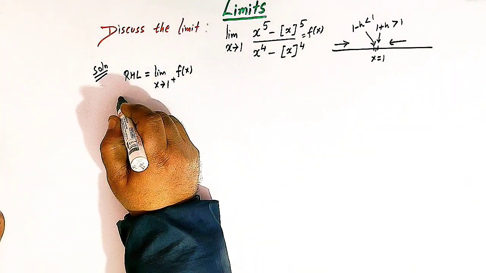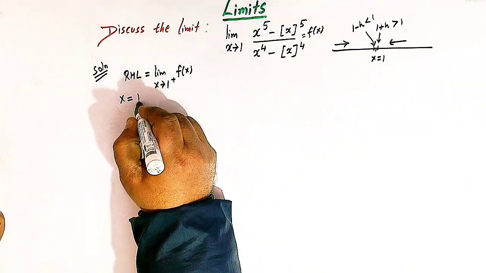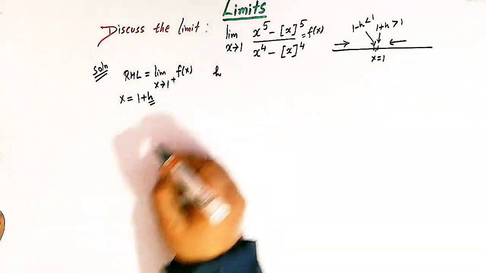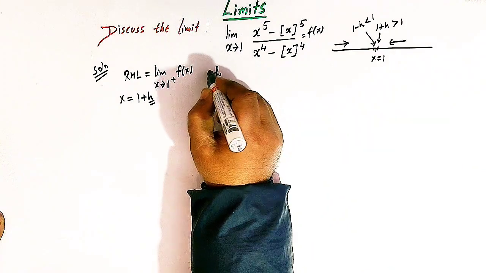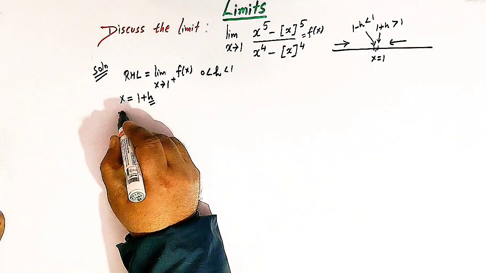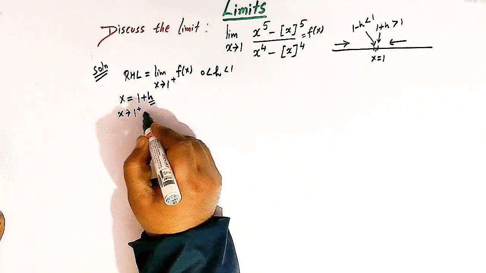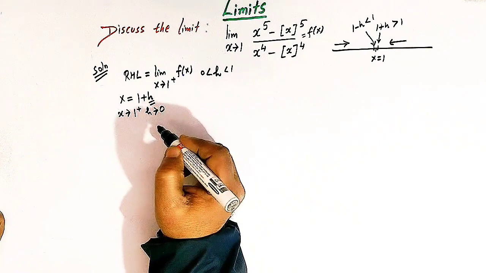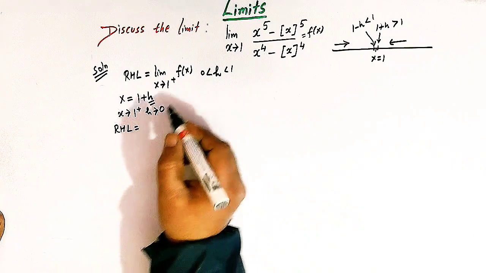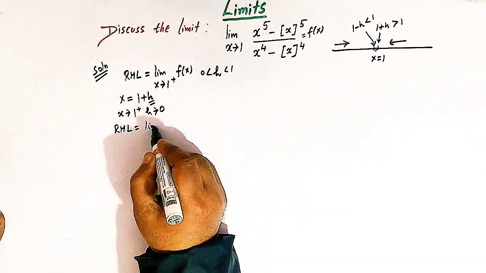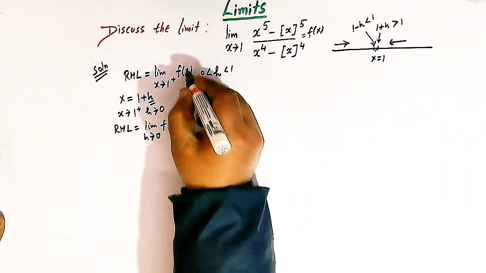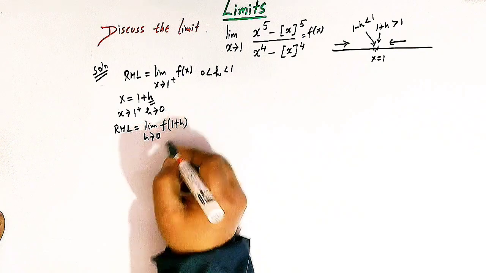So now we'll take x equal to 1 plus h, right? And here this quantity h is infinitesimally small, and it lies between 0 and 1, right? So when x tends to 1, then h tends to 0, right? So now the right hand limit can be written in terms of h as the limit, here we have h tends to 0, and here we have f of x, x is 1 plus h, right?